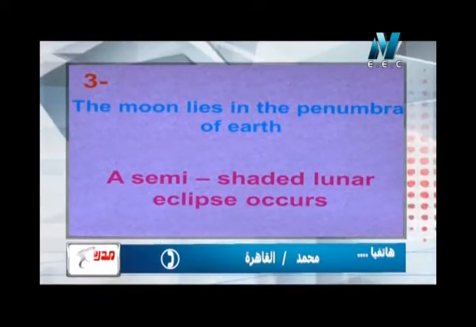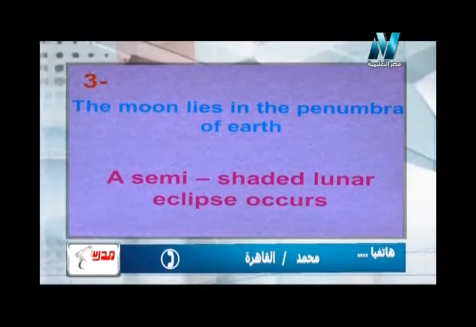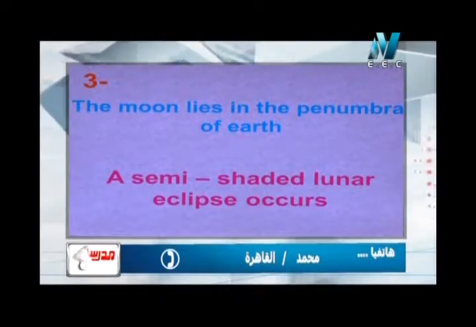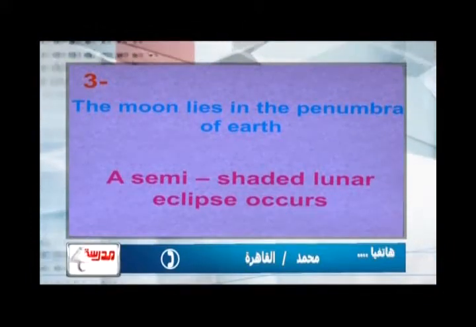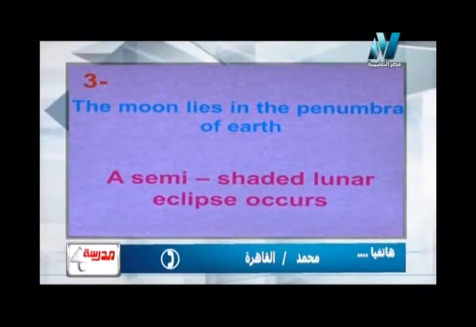But if only a part of the moon is in the penumbra, it will cause, as you said, the partial eclipse. A partial eclipse occurs when a part of the moon is in the penumbra and another part is in the umbra. But if all the moon is in the penumbra, it will cause a semi-shaded lunar eclipse. Okay, Muhammad? So what happens if all the moon lies in the umbra of the earth? A total lunar eclipse will occur.